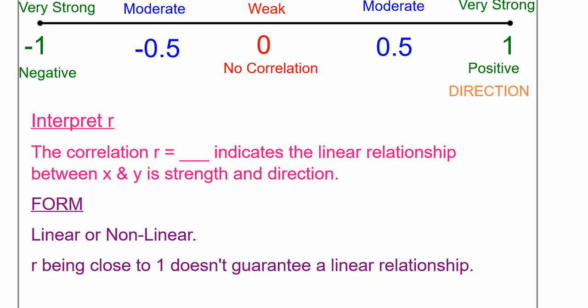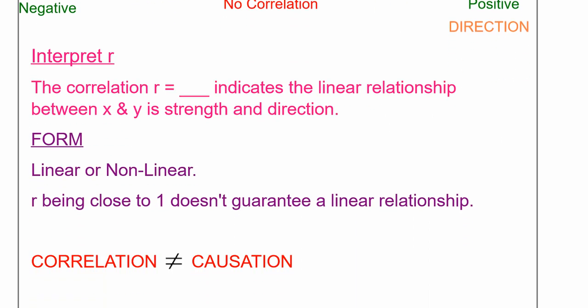The form, typically we look for linear relationships, but we know not everything is linear. We also know that R being close to 1 doesn't always guarantee a linear relationship, so it's okay if it's not. Just say it's nonlinear, and if you can identify one of your nonlinear patterns, like an exponential, a quadratic, a cubic, absolute value, something along those lines, that would be great. But again, you'd want to specify it's nonlinear versus linear first.